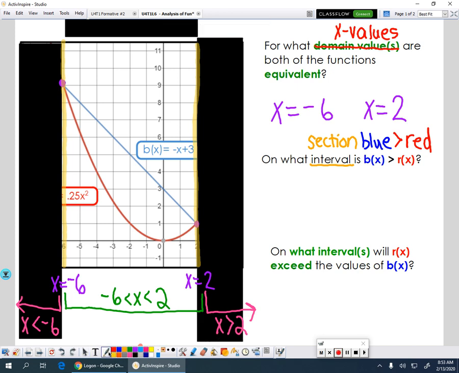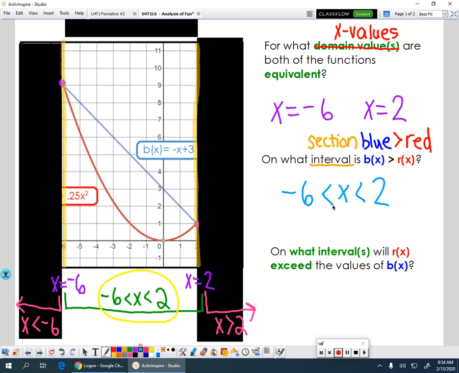And I'm talking about everything that's just in the middle here, which means this is the interval right here where blue is greater than red. And what I would do is I would write that blue is greater than red in between -6 and +2. And I'm going to write it in interval notation like that.